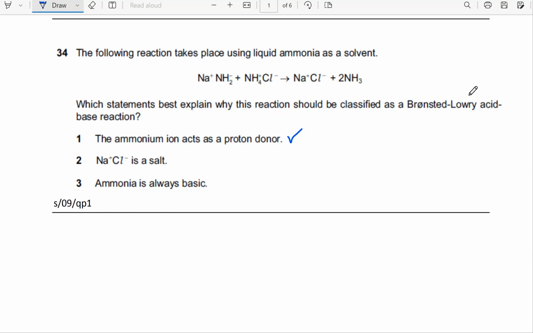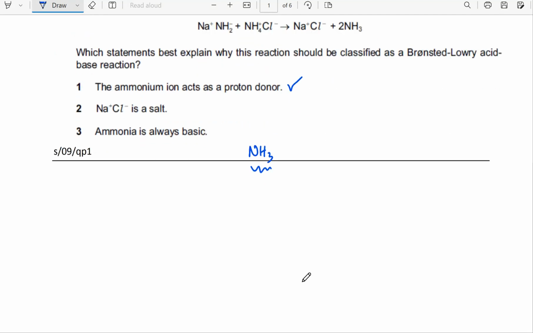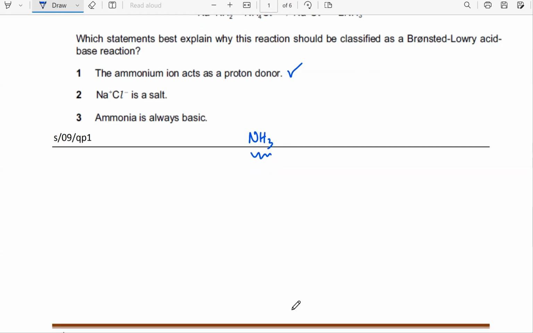Now remember, in the Bronsted-Lowry acid-base reaction, it's not necessary that a salt gets produced. The definition is pretty broad. Someone losing H+1, someone gaining H+1, that's it. It's got nothing to do with salts. And ammonia is not always basic because ammonia is basic, but ammonia can also lose H+1 ions. It's got H+1 ions, so it can possibly lose them. So we're not really sure whether it's always basic, so we can't be 100% sure about that. Okay.